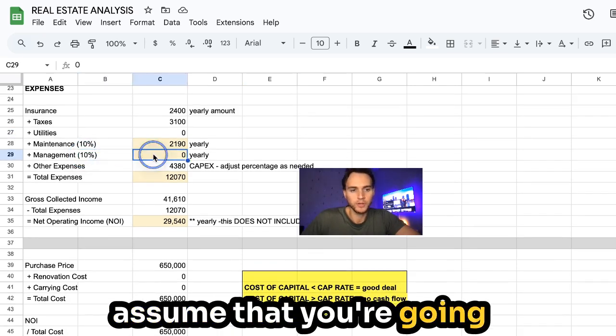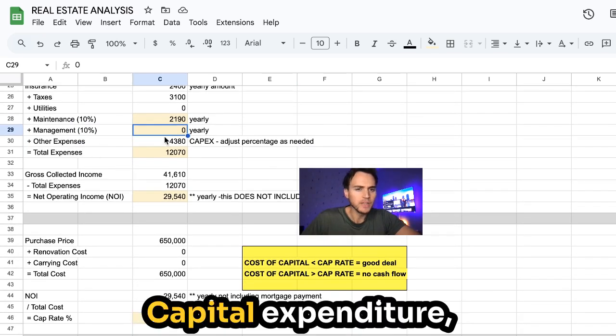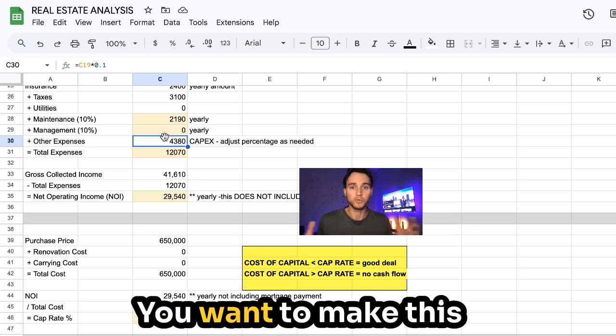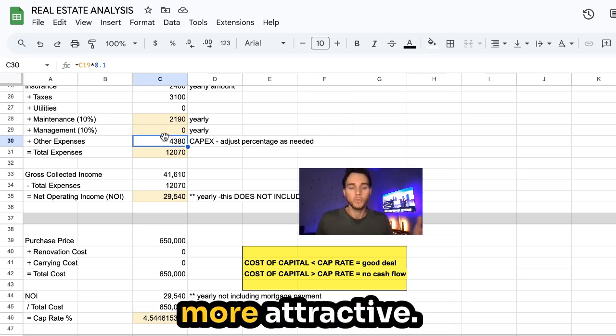Management, we'll just assume that you're going to manage it yourself. Capital expenditure, remember, this is above and beyond repairs that you want to make this place nicer, better, more attractive.